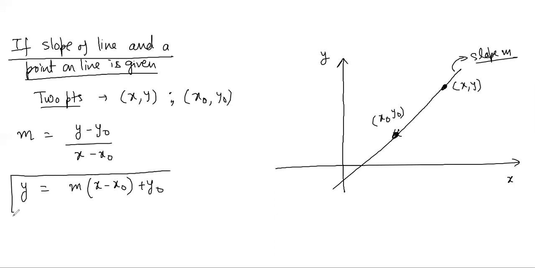So this is the equation of a line in which one point is given as x naught, y naught and the slope is given as m. Slope of the line is m.